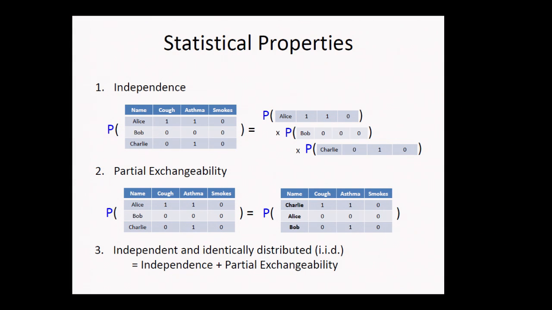A second property is called partial exchangeability. It's less well known in machine learning, but statisticians know it very well. And it basically means that the probability of your data set and some other data set where you shuffled around the rows is going to be the same. So you can just reshuffle the rows and get back the same database with the same probability. And then the third property is called IID, or independent and identically distributed. And this is the assumption that we've been making in machine learning for the last 20, 30 years. And what it basically means is that you have both independence and partial exchangeability at the same time. So these are 3 properties that are relevant.